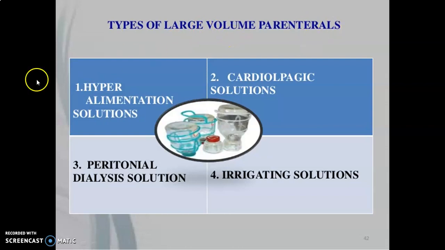Types of large volume parenterals: first, hyperalimentation solutions; second, cardioplegic solutions; third, peritoneal dialysis solution; and fourth, irrigation solution.